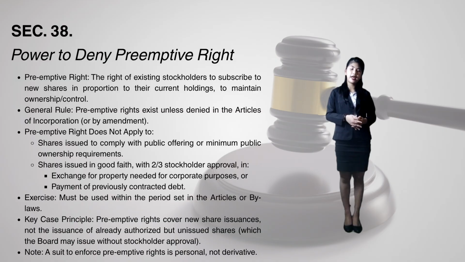For example, in A Incorporation versus C Incorporation, based on Benito versus SEC, A Incorporation issued 113,800 new shares to C Incorporation without notifying other stockholders. The court ruled there was no violation because preemptive rights apply only to new issues of shares, not an unissued share from the original authorized capital stock, which the board may issue without stockholders' approval. Suits to enforce preemptive rights benefit the shareholders personally, not the corporation.